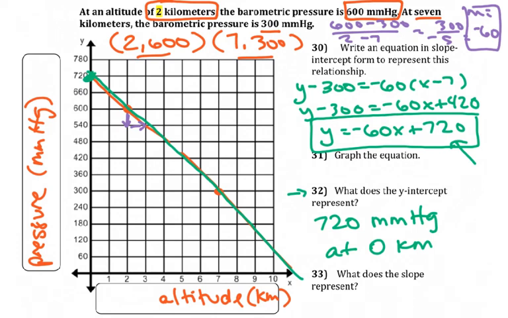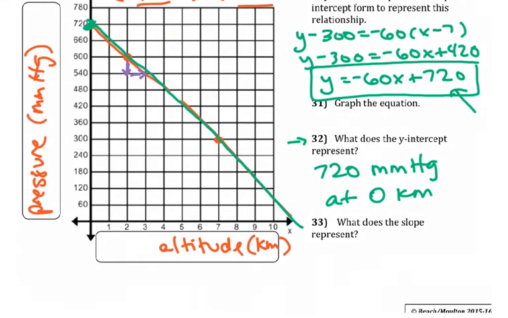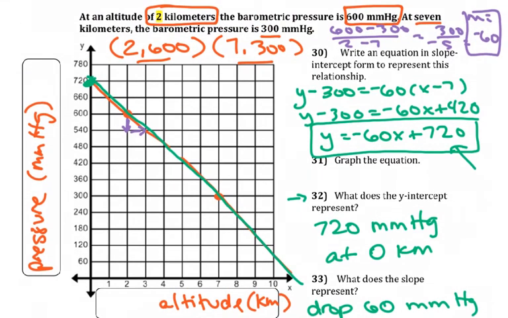What does the slope represent? Negative 60. That means it's going down, and so it's going to drop 60 millimeters of mercury per what? Per kilometer.